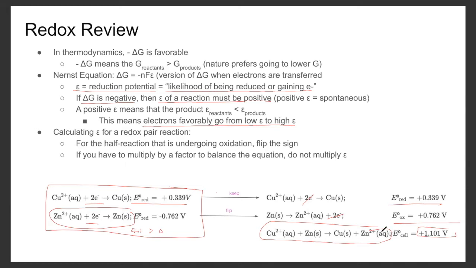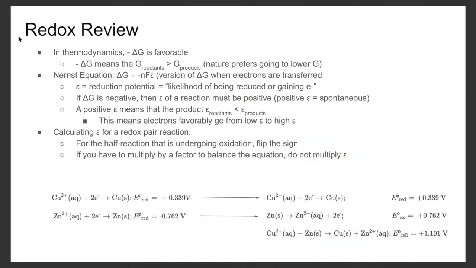One thing people forget, if you ever have to multiply something in this equation, so for example, that the copper wasn't balanced and you had to, let's say, multiply the whole equation by 3. Not applicable for this scenario, but let's just say you do. Make sure that you don't multiply the redox potential. Even though you do it for delta G, you do not do it for the epsilon. The epsilon stays the same, regardless if you multiply the equation by a factor in order to create a balanced equation. So make sure you do not multiply the epsilon.